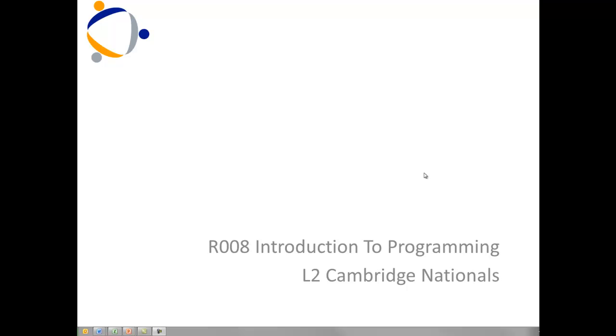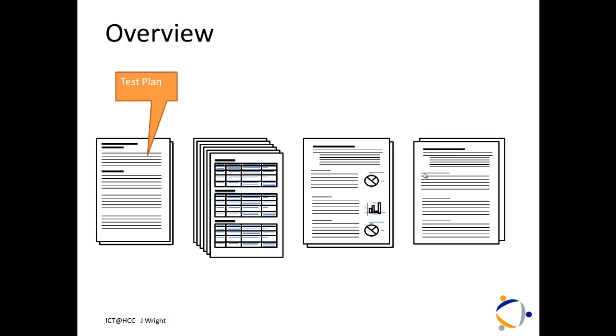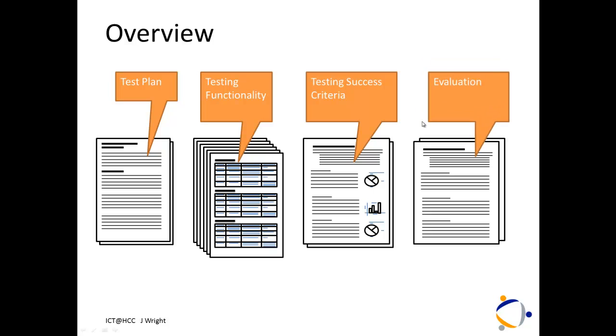Okay, welcome to R008 Introduction to Programming. This is for the Level 2 Cambridge Nationals, and this is an overview tutorial for testing and evaluation. So, what's going to be included? A test plan, your functionality, testing the success criteria, and then moving on to a detailed evaluation. Now let's break those down into more detail.